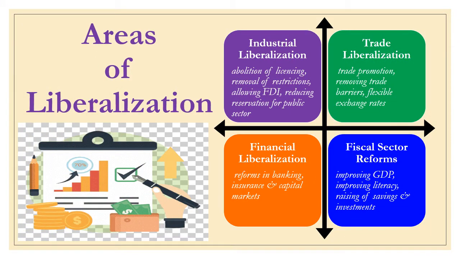These are the basic areas of liberalization, or we can say these are the major components of liberalization. In these 4 areas, the liberalization process was carried out. The first one is industrial liberalization. So the abolition of licensing, then removal of restrictions.